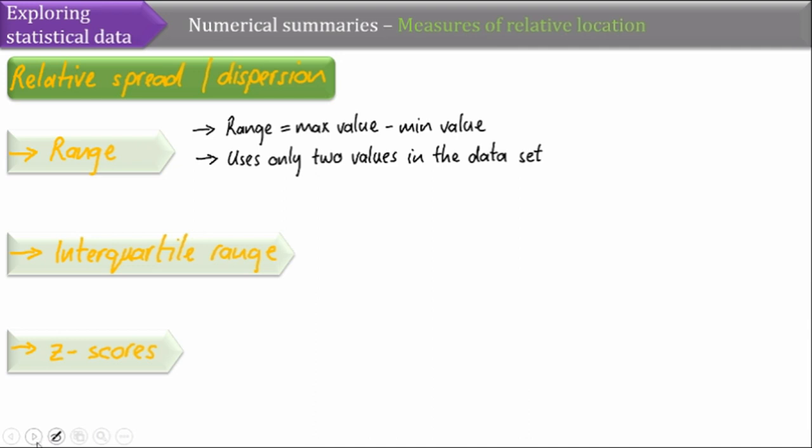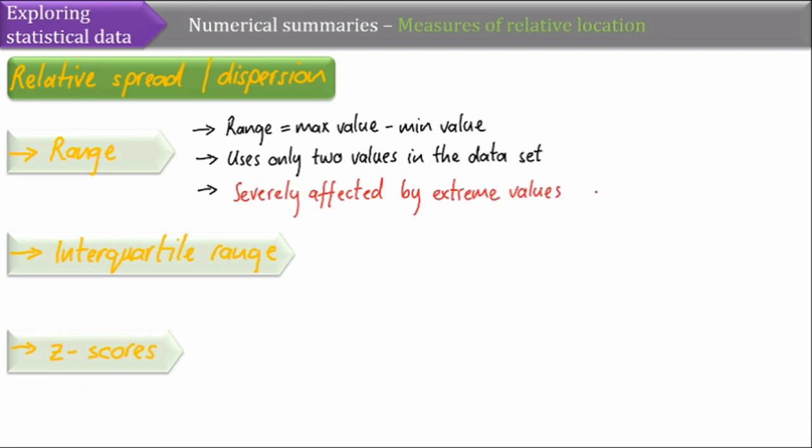Secondly, it uses only two values in the dataset. And the disadvantage is that it uses the two most extreme values in the dataset. It uses the maximum and the minimum. So if we have a dataset where almost all the values are very close together, but we have a really small value and a really large value, and we calculate the range, it's going to appear as if the data is spread over a very big area. But it's just the two extreme values that's creating this impression. Most of the values are actually very close together. So that's why the range is severely affected by extreme values.